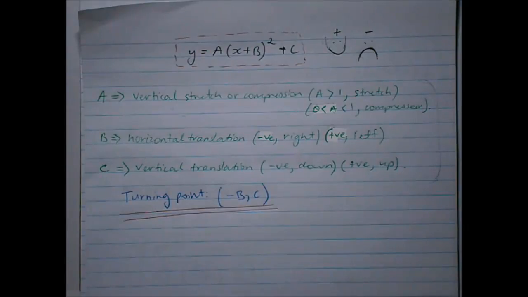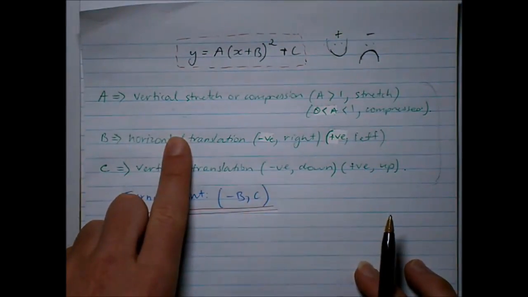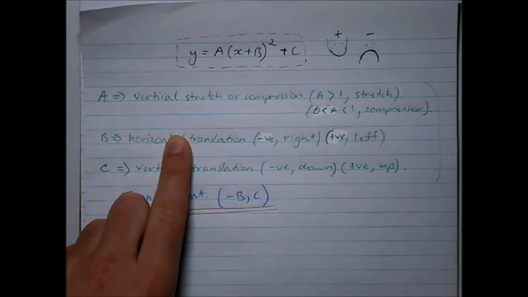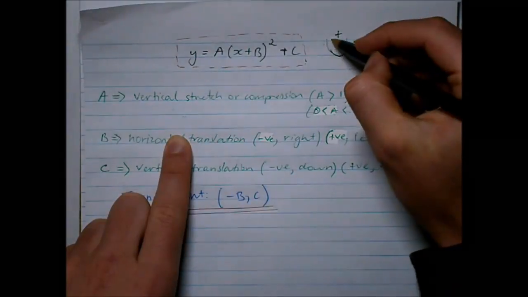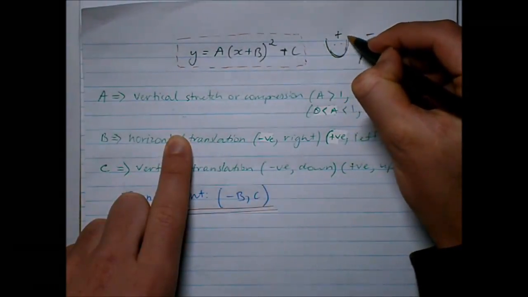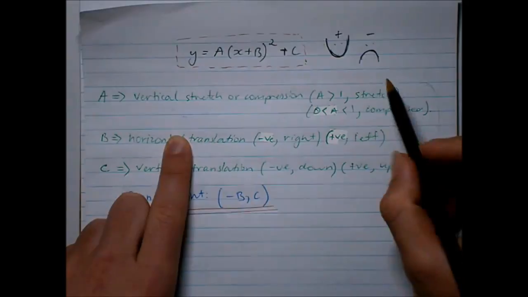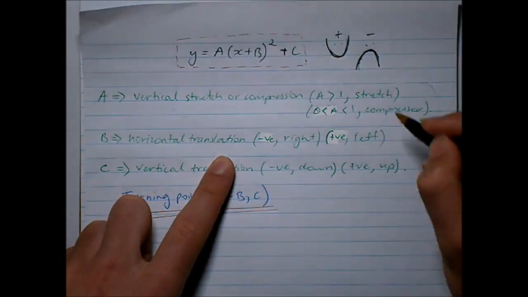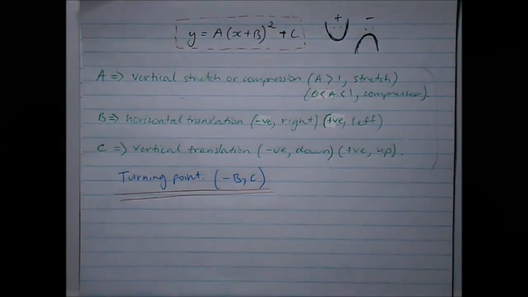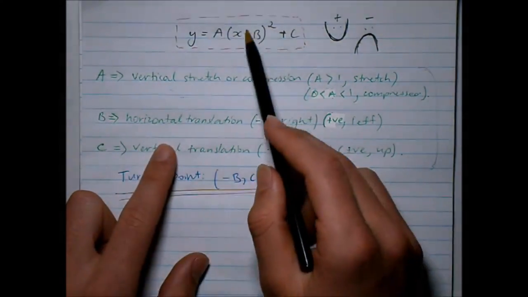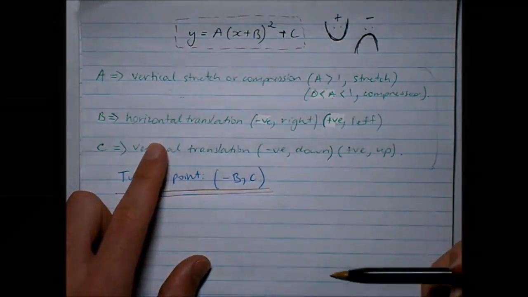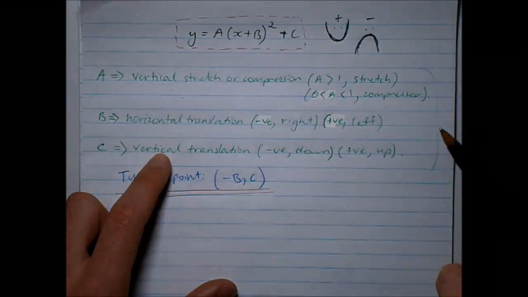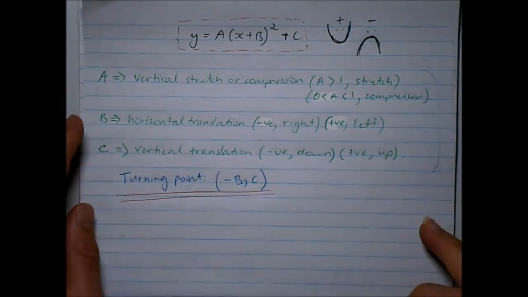Also, if a is negative, as you can see here by my smiley face and sad face, it'll flip it over. So for a positive a value, we get this smiley face looking parabola, and if it's negative, it flips it over and gives us a frowny face looking parabola. Secondly, b is our horizontal translation. This little value in here tells us how much we shift left or right. If b is negative, then we shift to the right, and if it's positive, then we shift to the left.